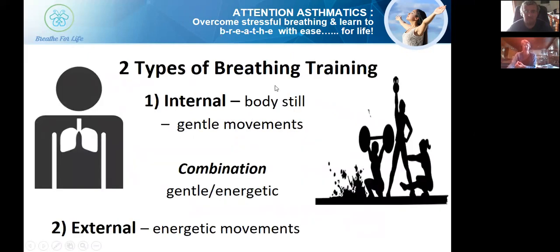Now, there's 2 types of breathing training. One is internal, which is what we're covering today, and then the other is the external, which you all know as being exercise. So how you determine it is, for example, if your body is still and you're using your breathing muscles to draw the air in, that's internal breathing training. You can have gentle movements and still be doing internal breathing training. For example, Tai Chi, some forms of yoga, like gentle yoga, you could classify. External would be riding your bike, running, sports, and so on.